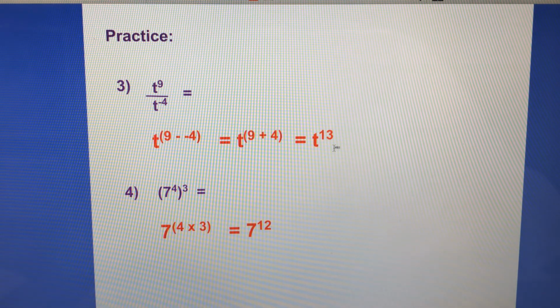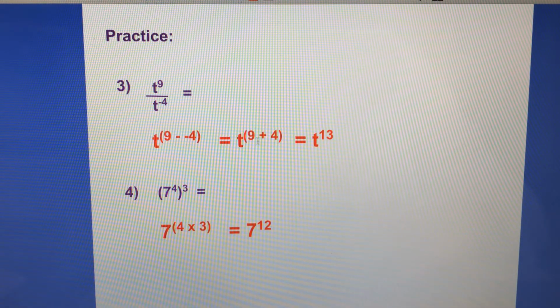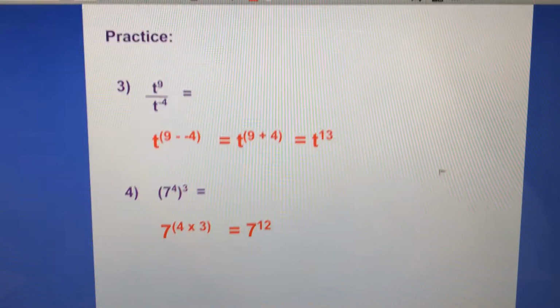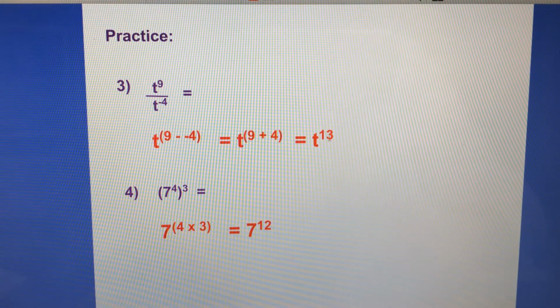I have t to the 13th power. This is extremely important. 7 to the 4th raised to the 3rd, 4 times 3, 7 to the 12th. Your big deal here was number 3, realizing you can't have double signs.